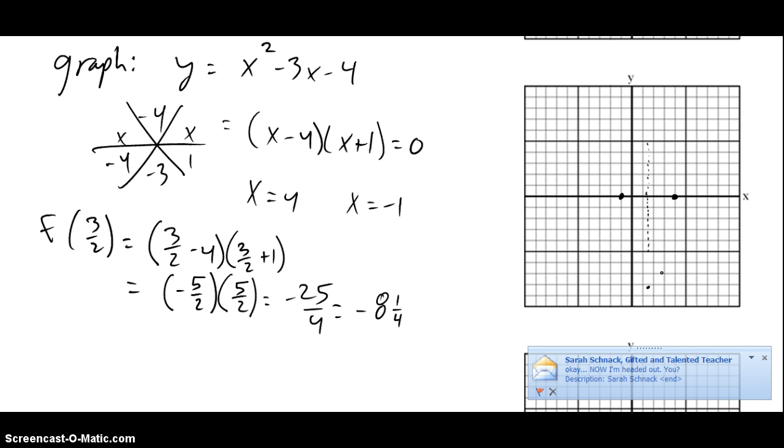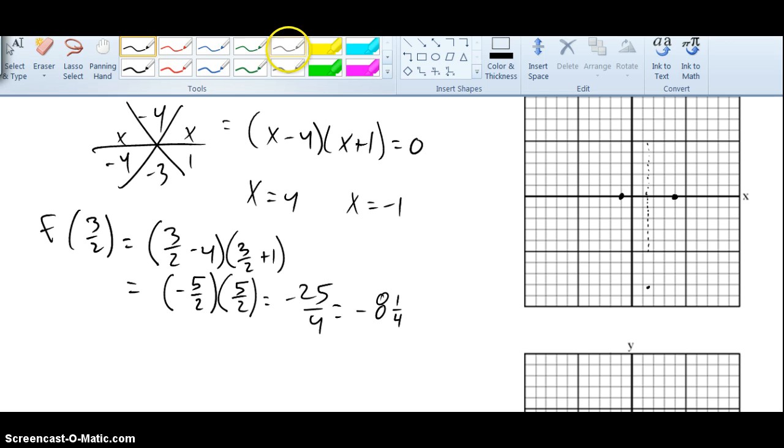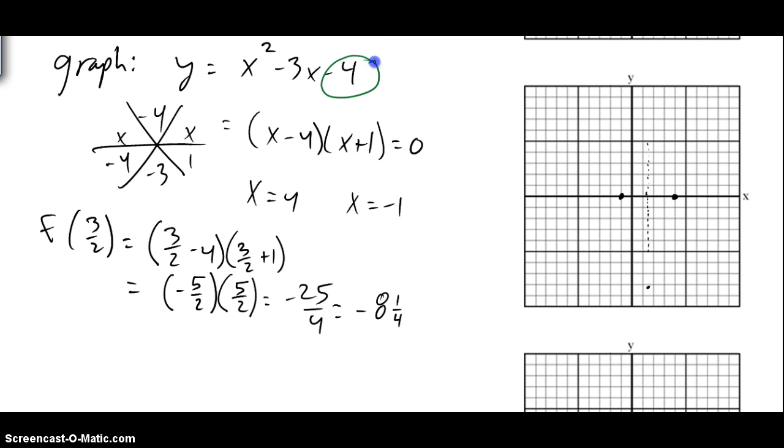One other thing I want to point out is that this is the y-intercept. It's super easy to find, because when x is 0 it's the y-intercept. 0 squared is 0, minus 3 times 0 is 0, so it's just this part. Whenever you have it in this format, this last constant is always the y-intercept. So we can just pop that in, at negative 4, that's right there. And then reflect it over, and it's right there.